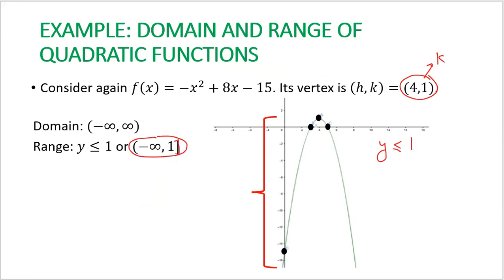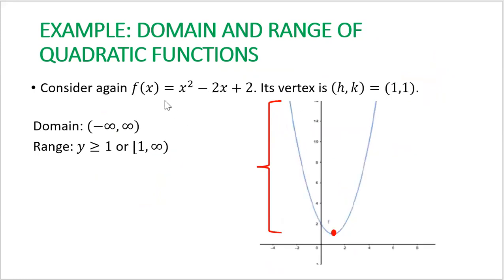And then for our second example earlier, if we have the function f of x equal to x squared minus 2x plus 2, we found out earlier that the vertex is 1 comma 1. So again, for this example, k is equal to 1. And since the parabola opens upward, the range would be the set of all y such that y is greater than or equal to 1. Or in interval notation, we write that as bracket 1 comma infinity.